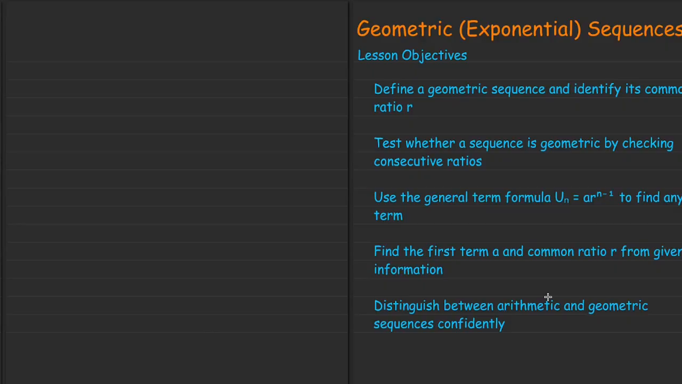In this lesson, we want to be able to define a geometric sequence and identify its common ratio, R. At the end of it as well, we should be able to test whether a sequence is geometric by checking for consecutive ratios. We should be able to use the geometric term formula as stated to find any term, and then find the first term A and the common ratio from given information. And finally, we should also be able to distinguish between an arithmetic and a geometric sequence confidently. Without much ado, let's quickly look into it.